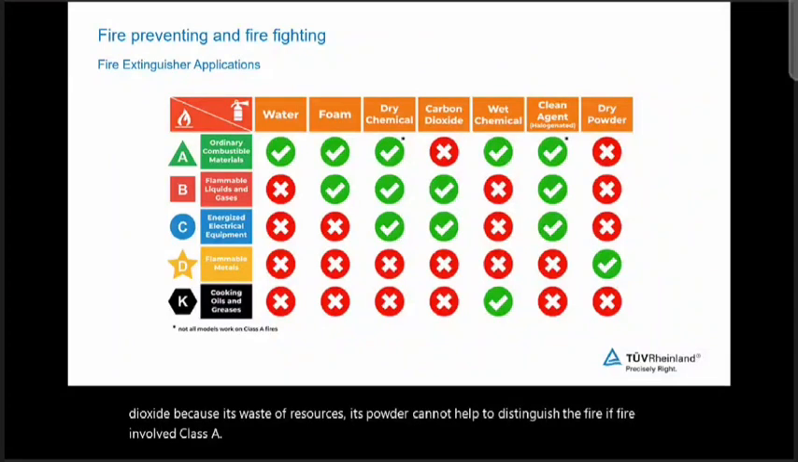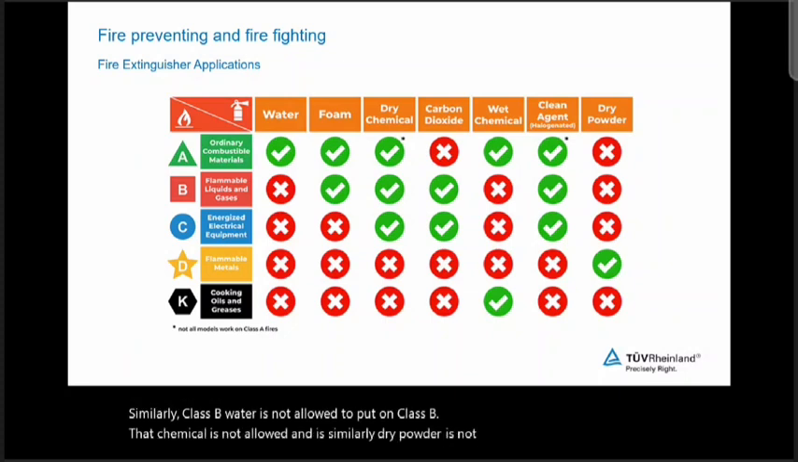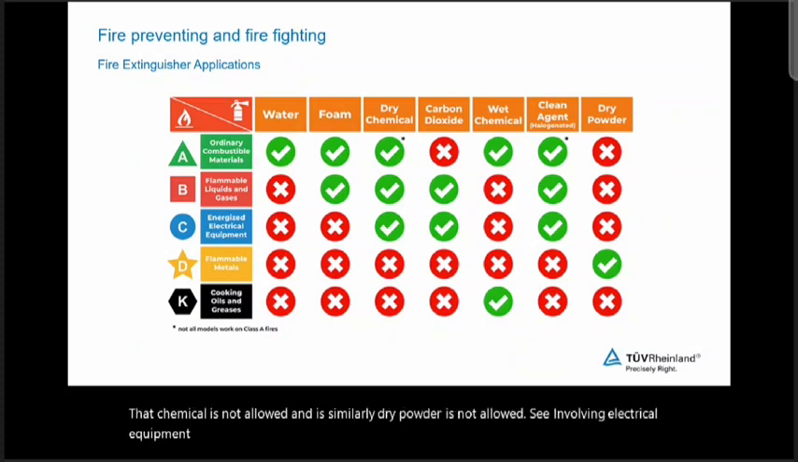Similarly, class B, water is not allowed. Wet chemical is not allowed, and similarly dry powder is not allowed. Class C, involving electrical equipment: water, foam, and wet chemical are not allowed. Only dry chemical, carbon dioxide, or cleaning agent you can use. FM200 and halogenated agents you can use.